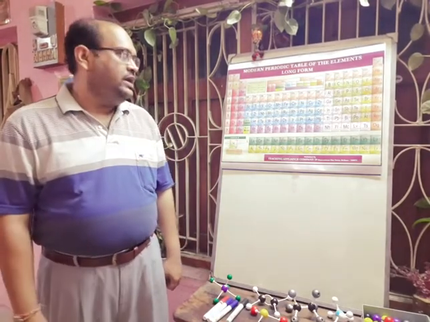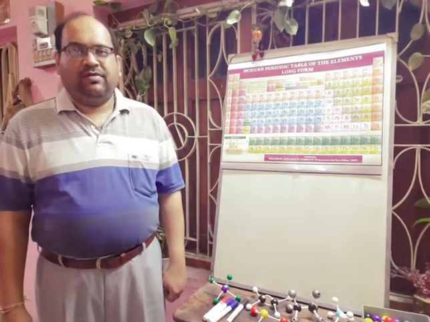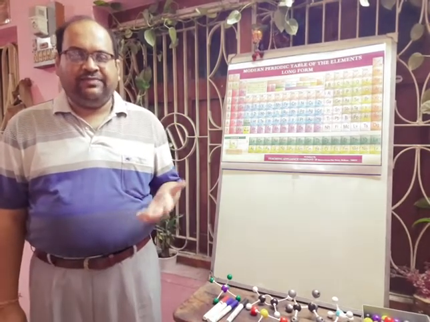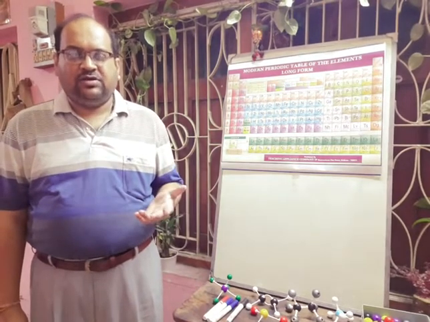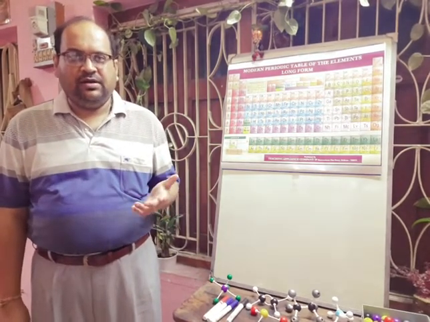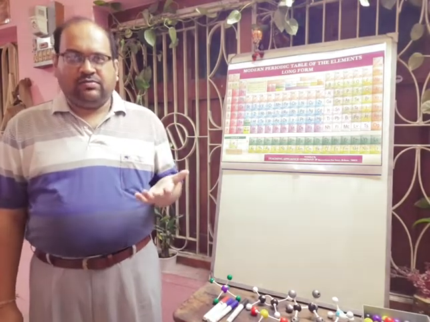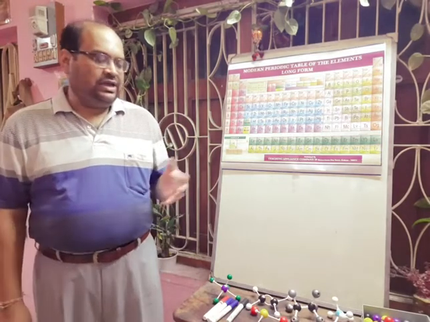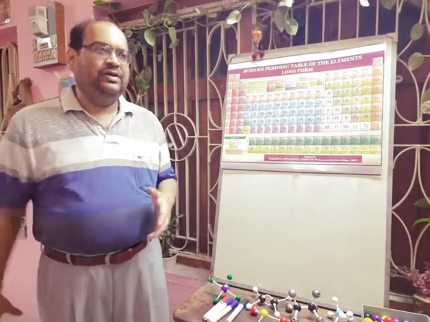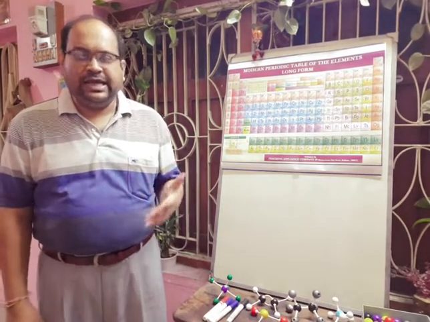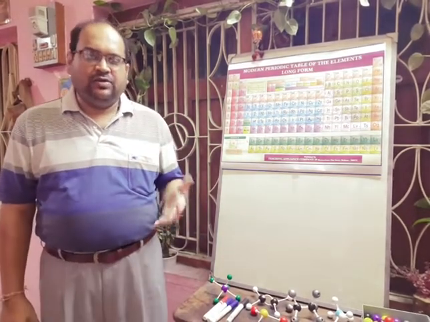And last day I discussed symbols, and today I'll start from valency. Now, what is valency? Valency of an element is defined as the number of hydrogen atoms or halogen atoms, or double the number of oxygen atoms, which combine with one atom of the element. Or in a very simple way, we can say valency is the combining capacity of an element with other elements.